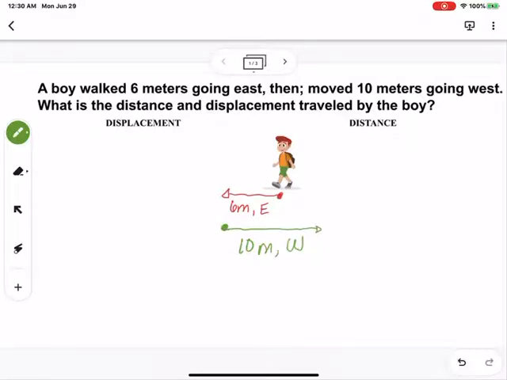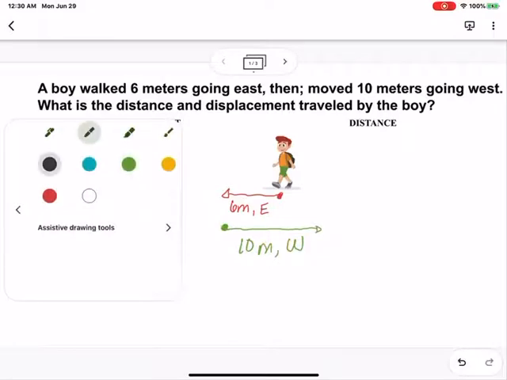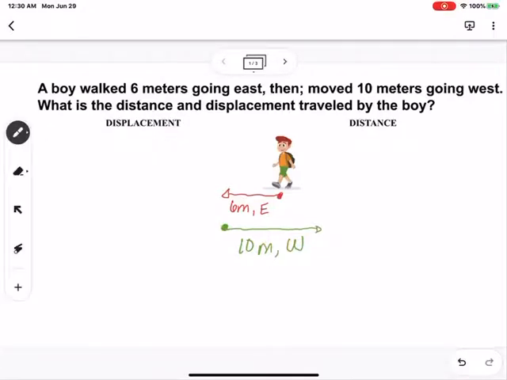Now remember, distance is a scalar quantity. It only has magnitude. So we're only adding the magnitude of the length. So you have the 6 meters plus your 10 meters. That will give us 16 meters. Distance is the total length traveled by the moving object. In this case, we have 16 meters.